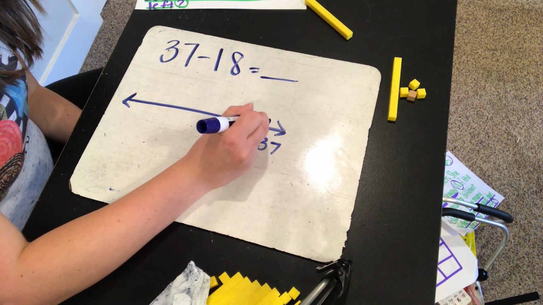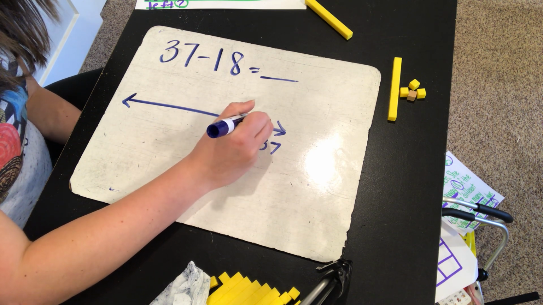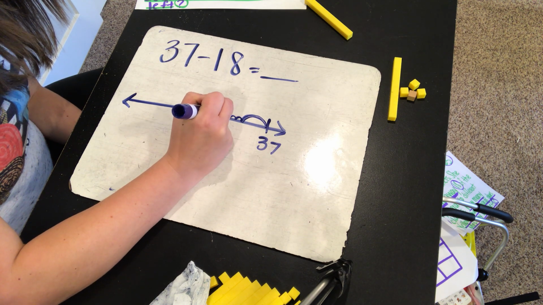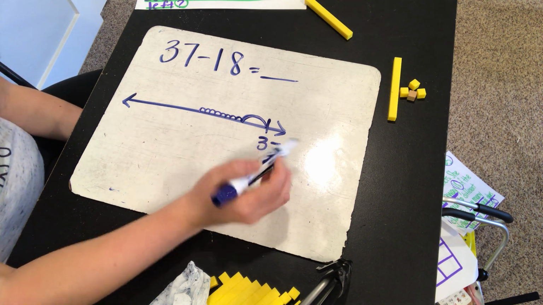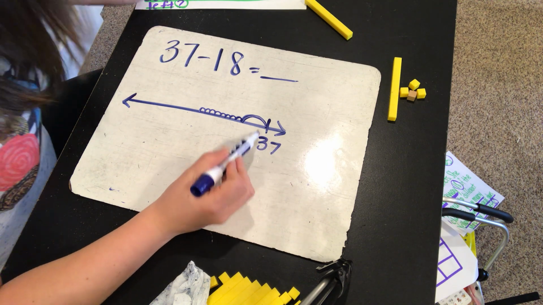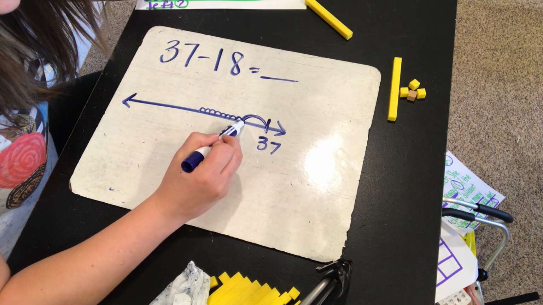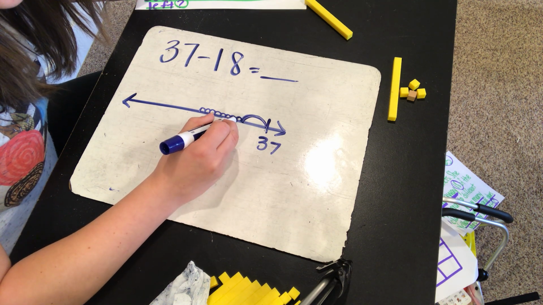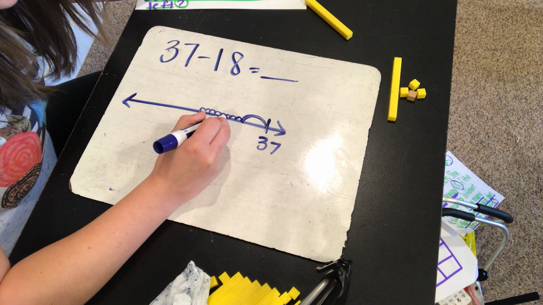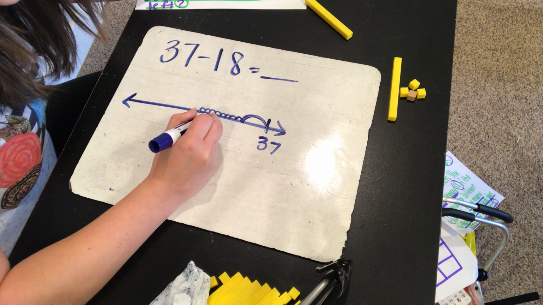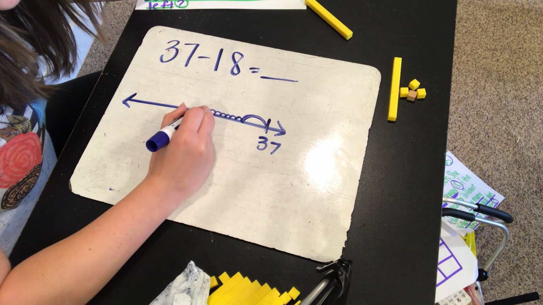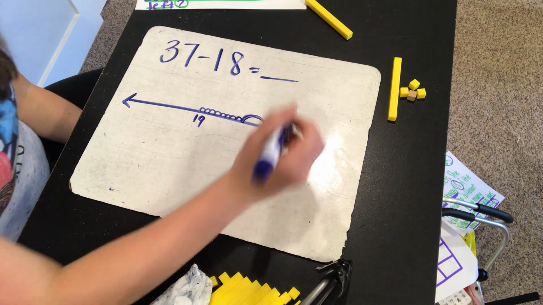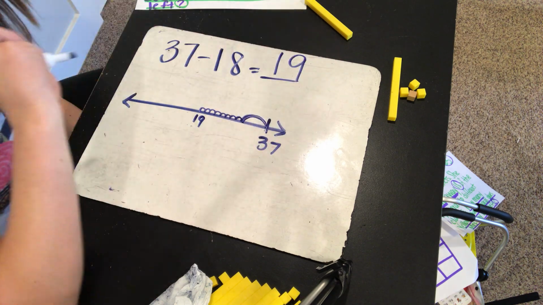18 has 1 10, so do a 10 jump. And then it has 8 1s. So 1, 2, 3, 4, 5, 6, 7, 8. Okay, now let's figure out what we have here. 37 take away a 10 is 27, and then count by ones. 26, 25, 24, 23, 22, 21, 20, 19. So 37 take away 18 is 19.